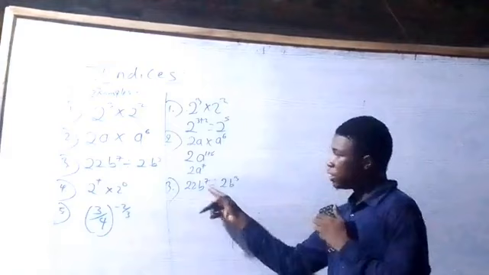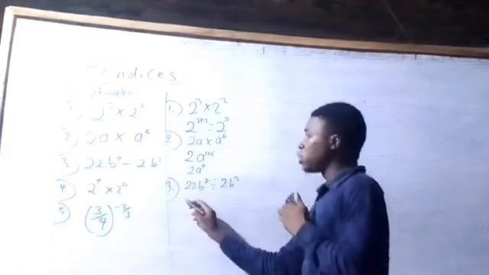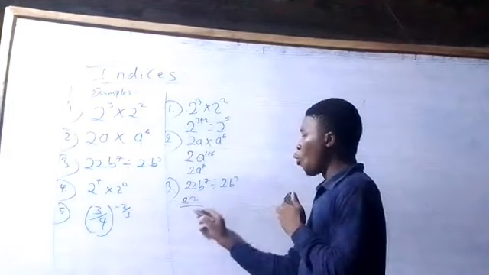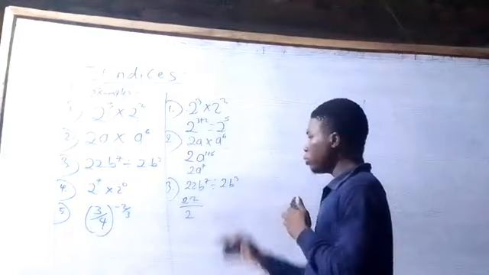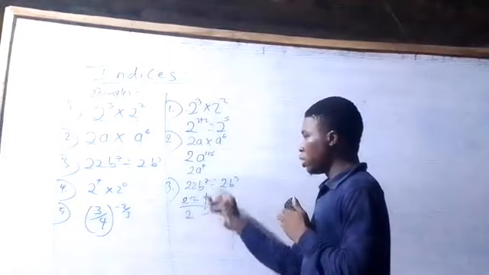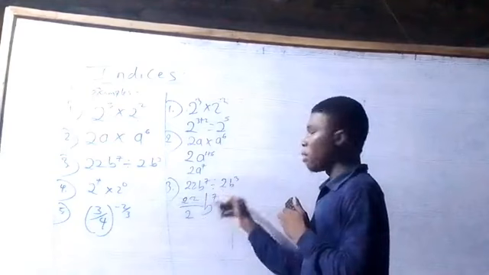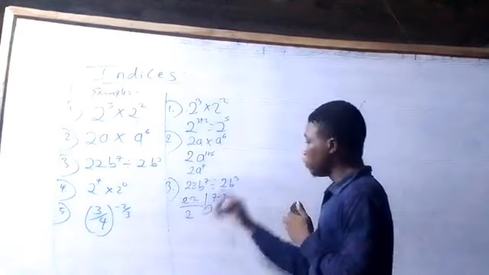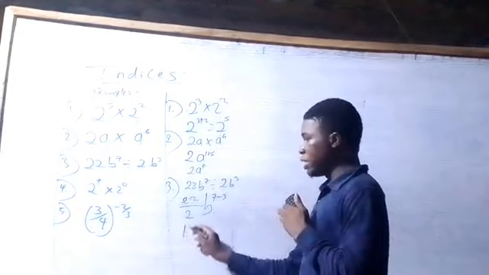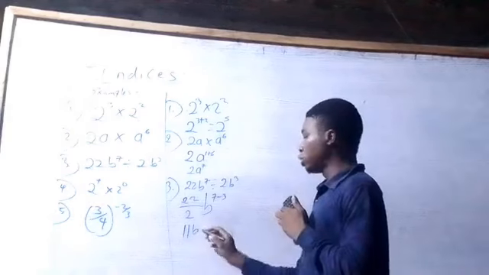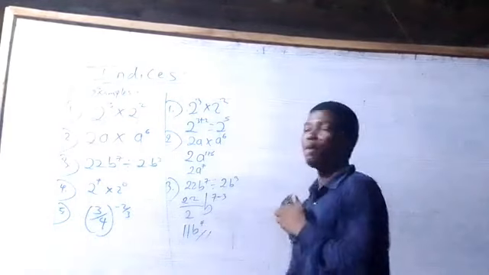Now the third one, we have 22b raised power 7 divided by 2b raised power 3. Now what is common here? This b and this b. So we can just pick 22 over 2. Then pick 1b, 7. What do you do to their powers? You subtract them. So 22 divided by 2 is 11b. 7 minus 3 is raised power 4. So this is our answer.